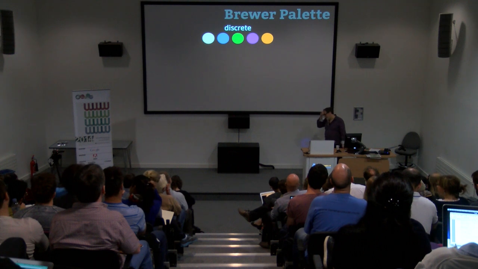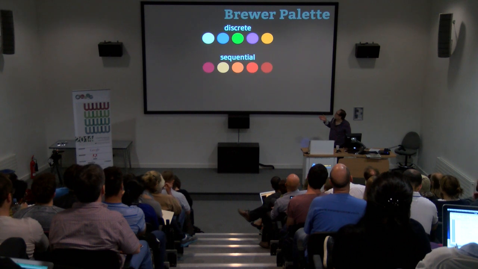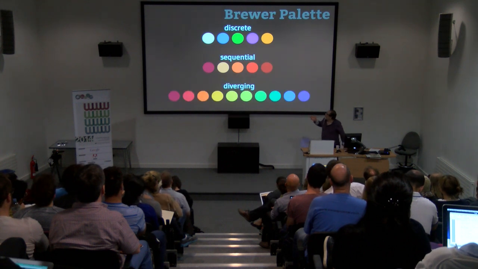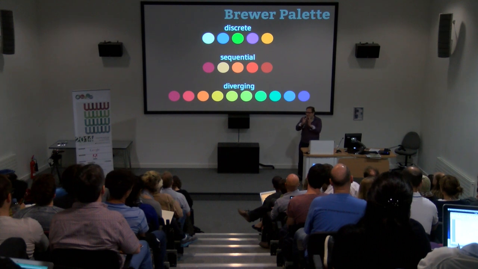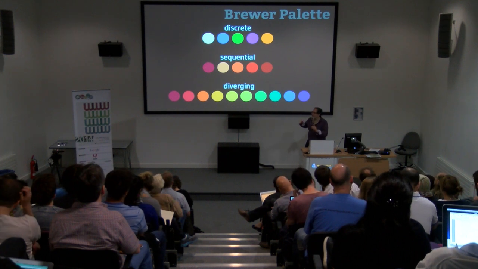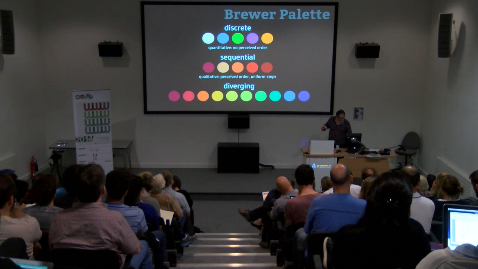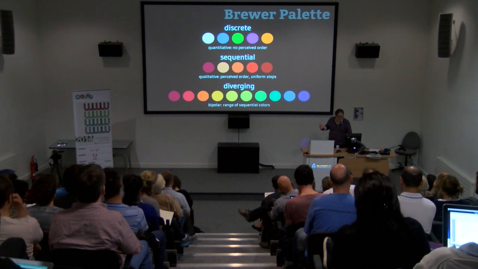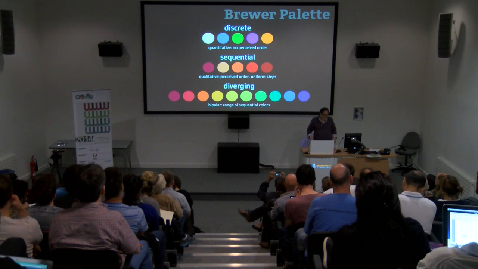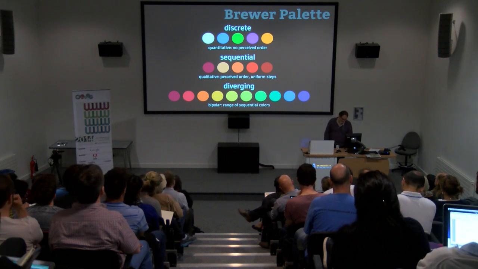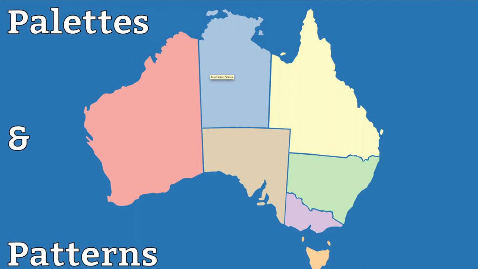A woman named Cynthia Brewer came up with this for mapping. There's 3 different values. There's discrete, sequential, and diverging. Discrete is when you want to indicate that things are not of the same category. They're different categorical things. Sequential is when you want to show that things are in a sequence, and diverging is when you want to show the gradations of the sequence. So you've got the quantitative, the qualitative, and the bipolar, which is a very depressing kind of category. Anyway, she used this for maps. And so here's an example of the Brewer palette applied to a map.